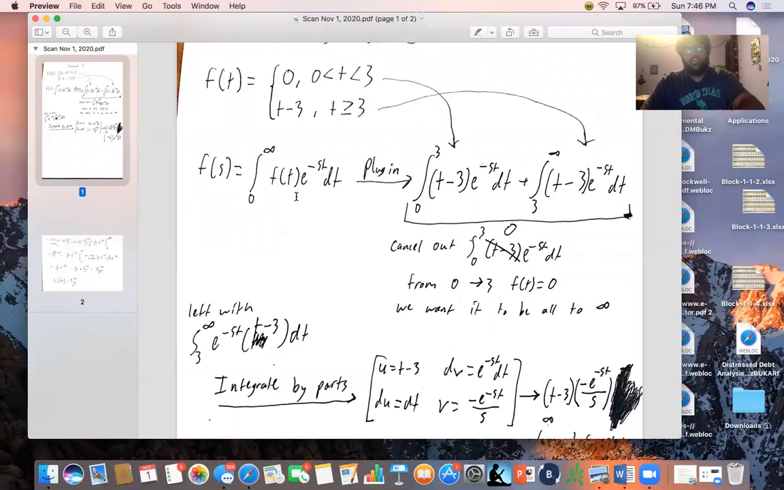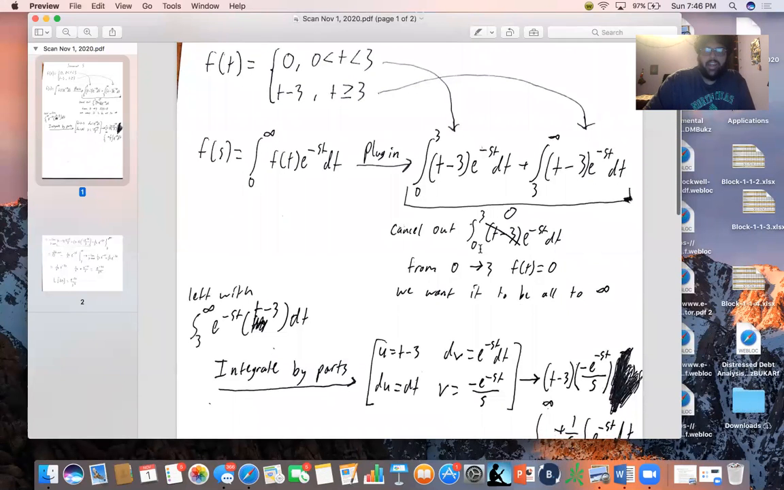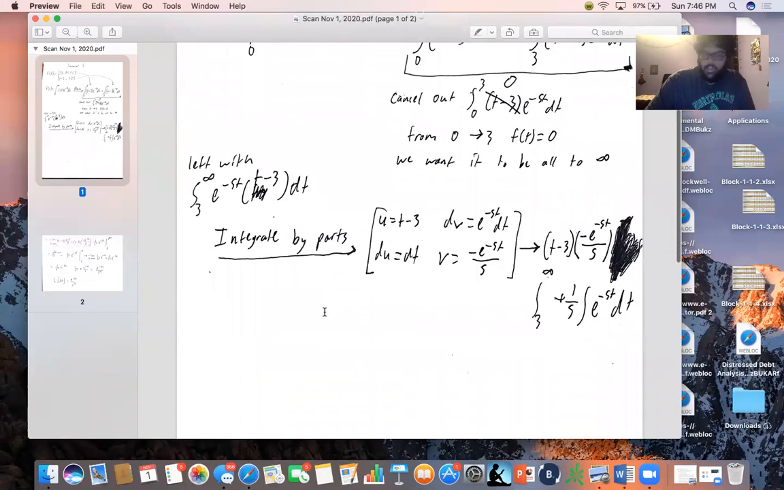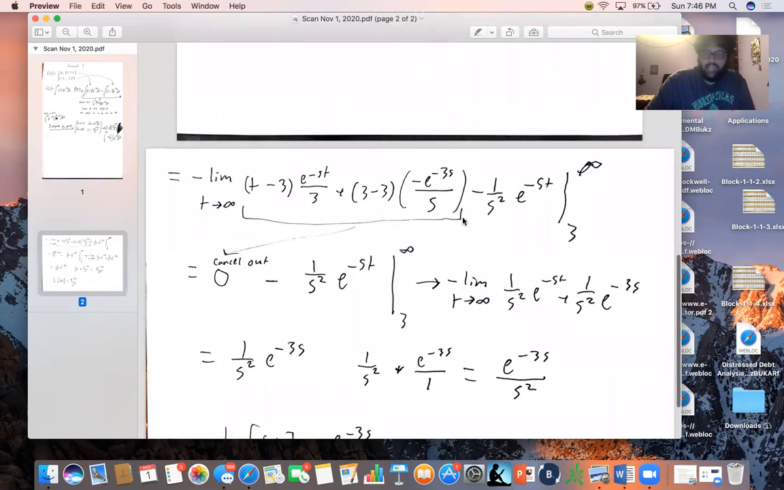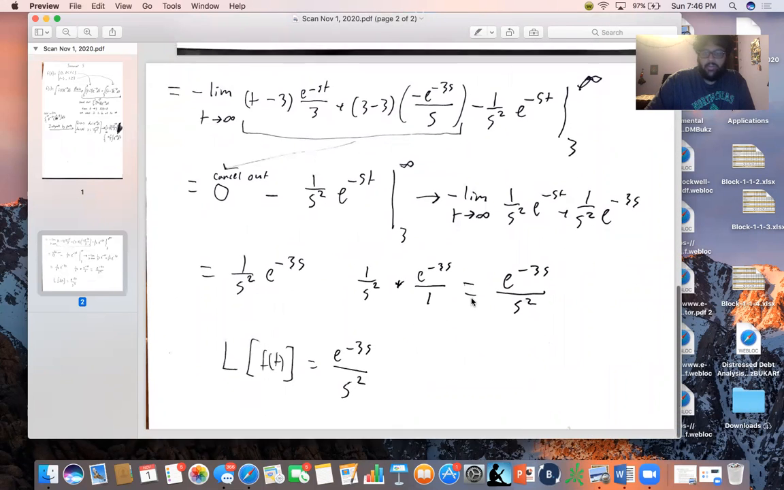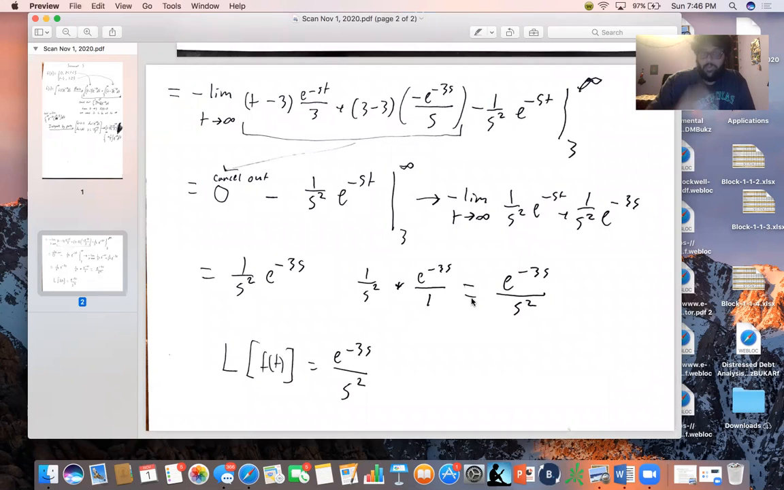Remember, you start by plugging in both equations into your standard function, canceling it out so that you just have everything to infinity. Then you integrate it by parts with your step functions. Then you cancel out where you can, and you're left with your equation, and then you just multiply it out, and you get your answer.